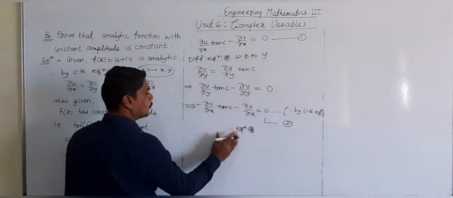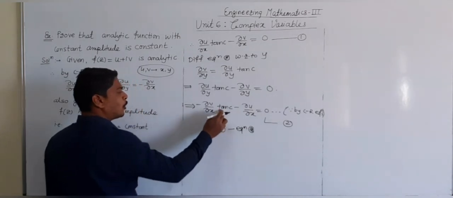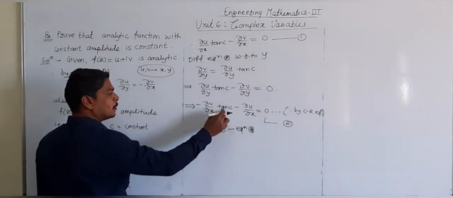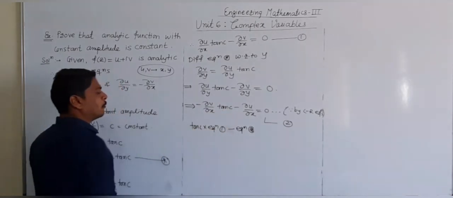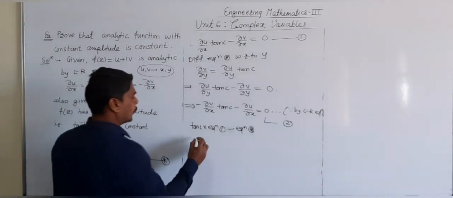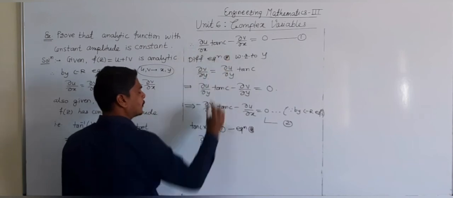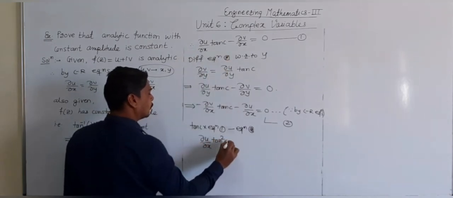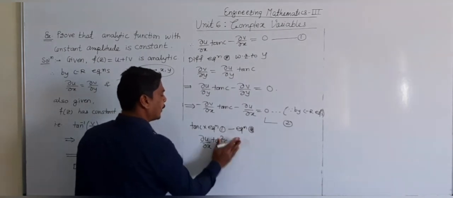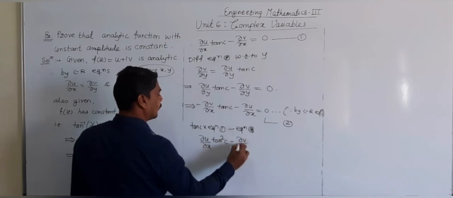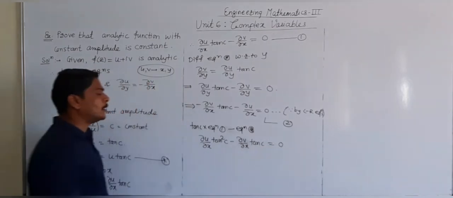So take subtraction because both having the same sign, and multiply equation 1 by the coefficient of partial derivative of phi with respect to x. That means by tan c. So tan c into equation 1. So we get ∂u/∂x into tan c into tan c, so we get tan square c, minus tan c into ∂v/∂x. ∂v/∂x into tan c is equal to 0 into tan c, which is 0.